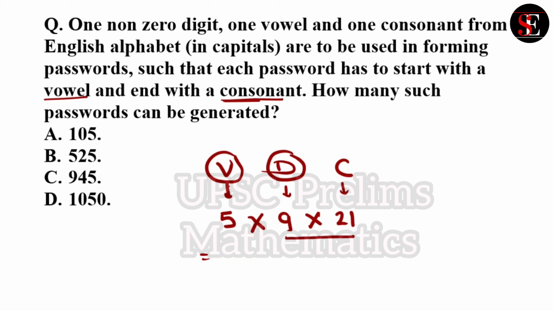First we multiply 9 and 21 and get 189. Multiply by 5, you get 945. This means a total of 945 passwords can be formed by using different vowels at the first position, different non-zero digits at the second position, and different consonants at the third position. So your answer is C.